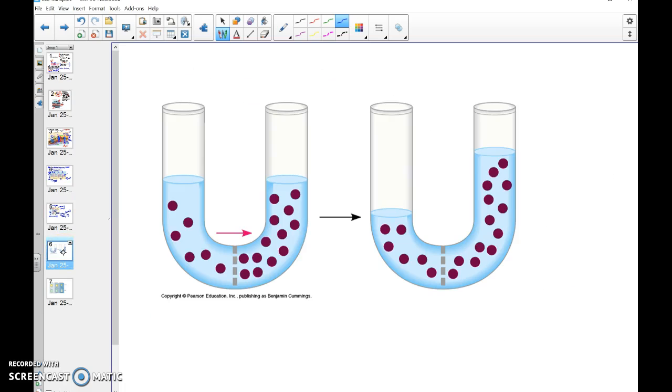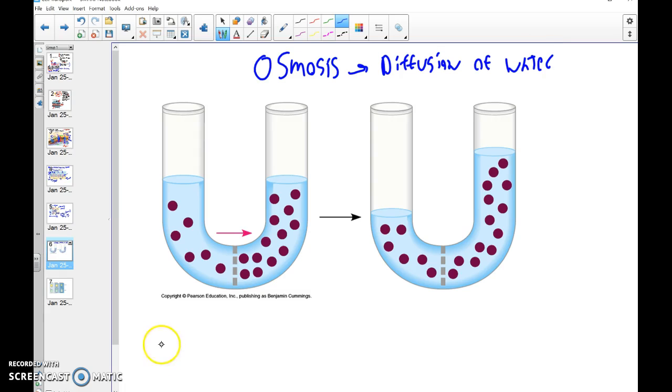Now comes the most complicated type of transport, and that is osmosis. Osmosis, at its heart, is just the diffusion of water. But it's not. This is the thing about diffusion.